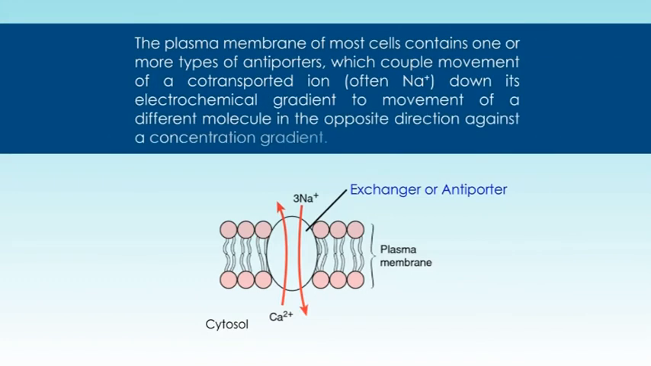The plasma membrane of most cells contains one or more types of antiporters, which couple movement of a co-transported ion, often sodium ion, down its electrochemical gradient to movement of a different molecule in the opposite direction against a concentration gradient.